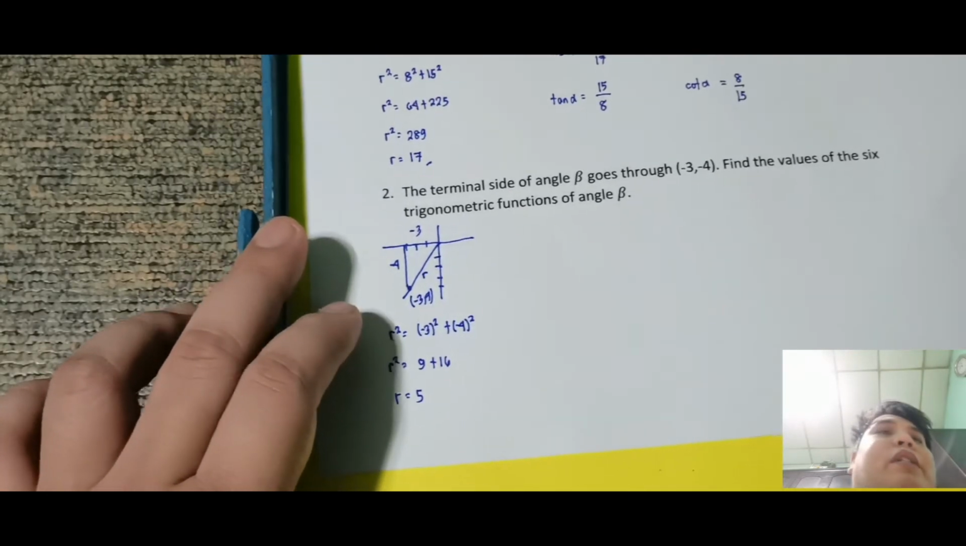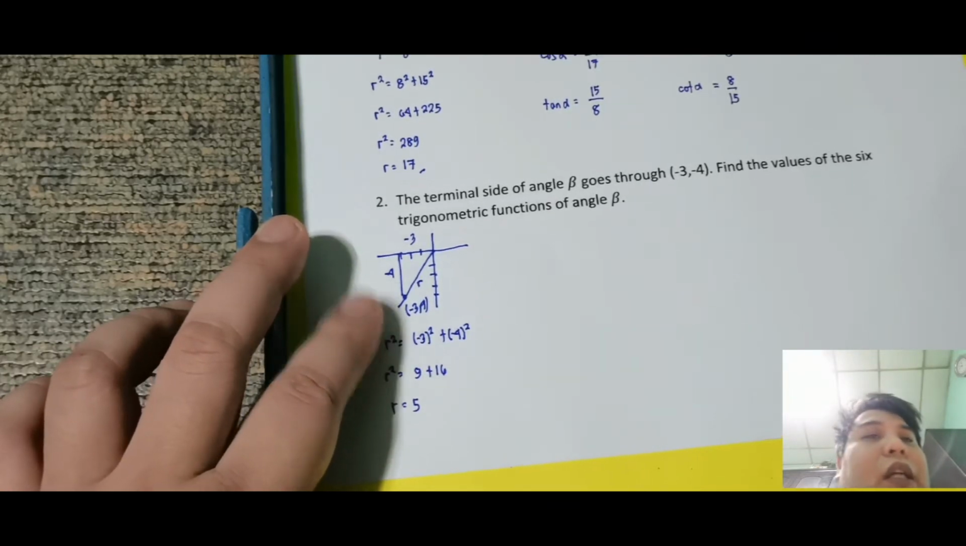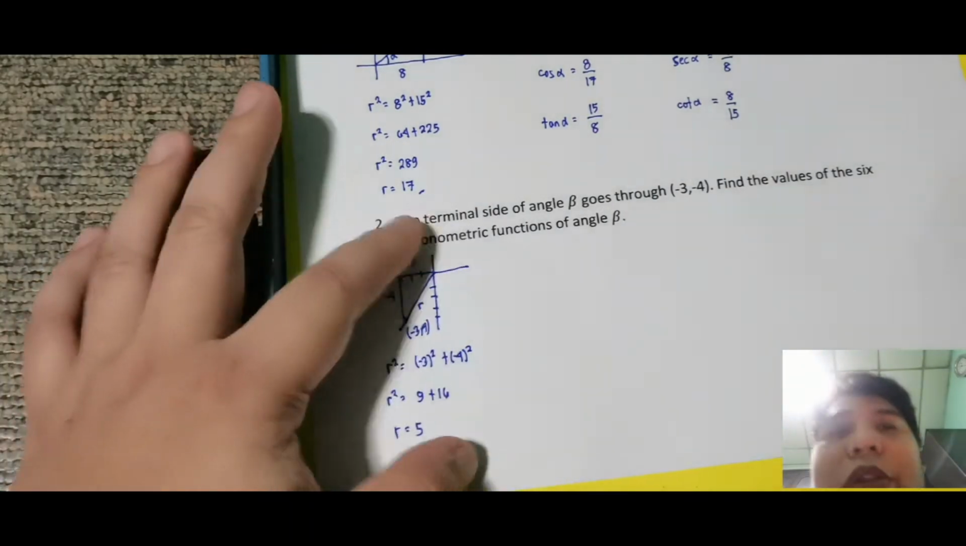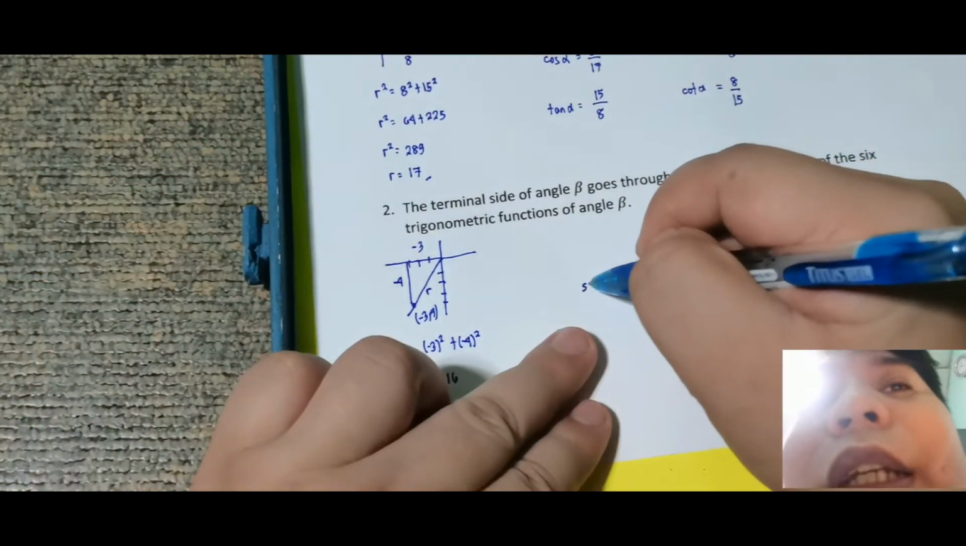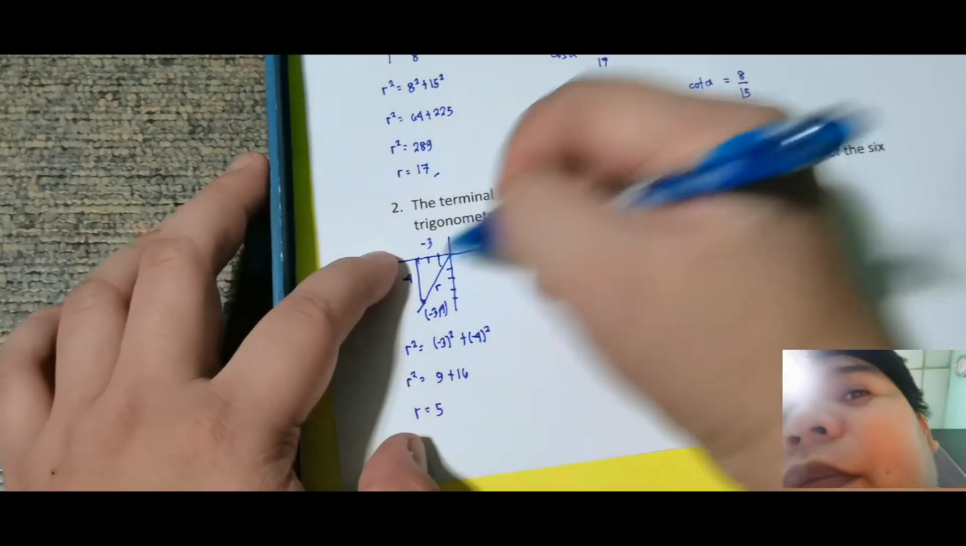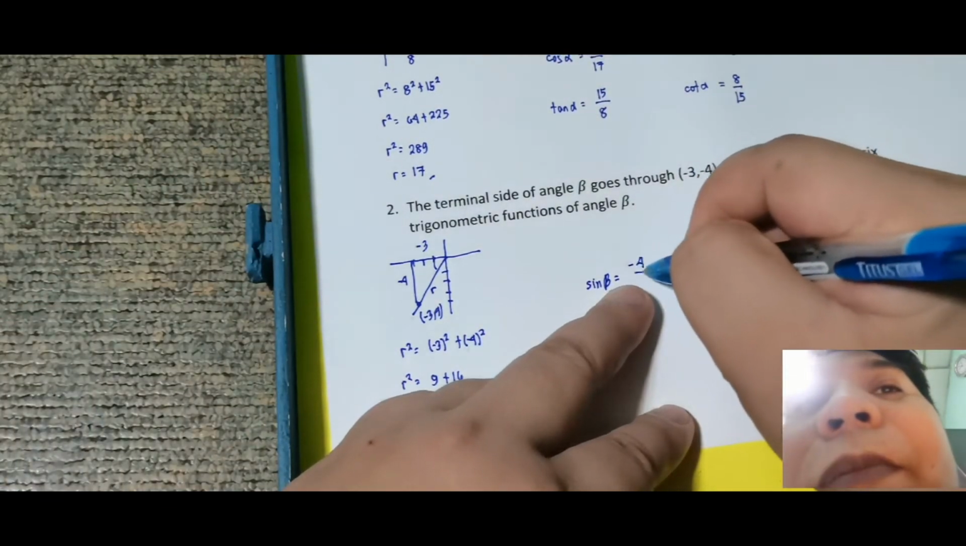So, wala tayong pakialam. So, ang magbabari talaga dito si x and y. Since nasa quadrant 3 tayo, expected natin na si x saka si y is negative. So, si x dito is negative 3, si y dito is negative 4. So, start tayo kay sin beta. What is sin beta? Sin beta is, ito yung angle.